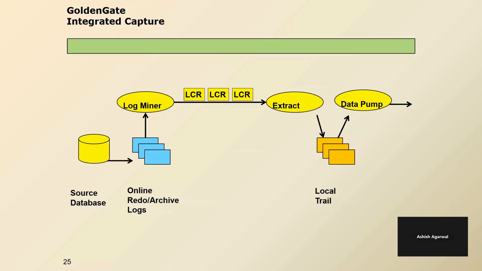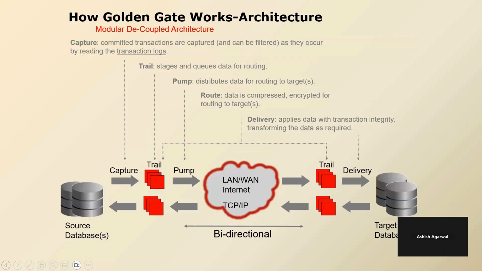But as a layman, if you see, there is a layer in between of extract and redo logs. However, in case of classic, there is no layer in between. So how come it is possible that the performance of integrated extract is better than the classic extract? How come is that possible?